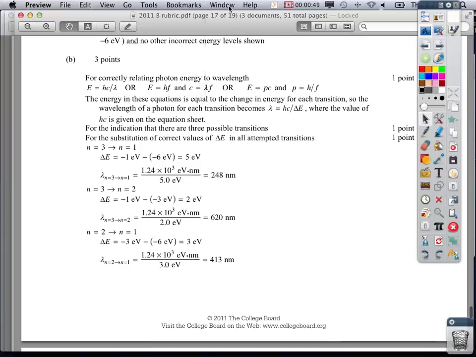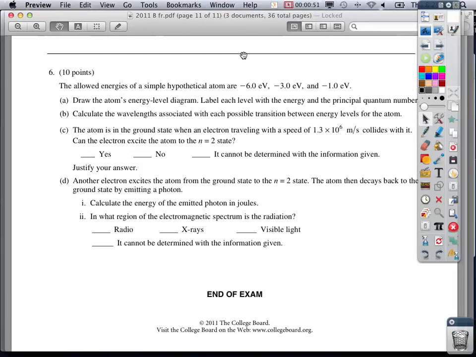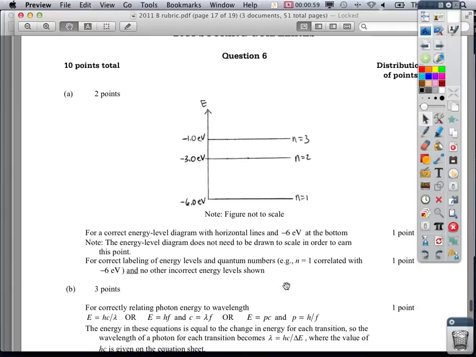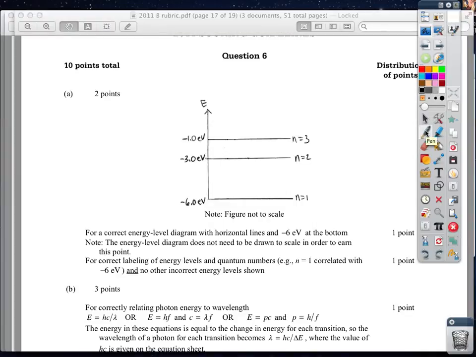All right, and then the second part, they're asking, calculate the wavelengths associated with possible transitions between energy levels. So, obviously, the transitions are going to be like 3 to 1, 3 to 2, maybe 1 to 2, right? That's it. Here to here, here to here, here to here. And then all you have to do is say, okay, well, what is the energy level? Because what happens is something like an electron from up here falls to here. When it falls down to there, how much energy does it lose?